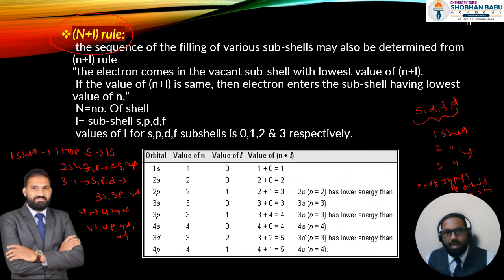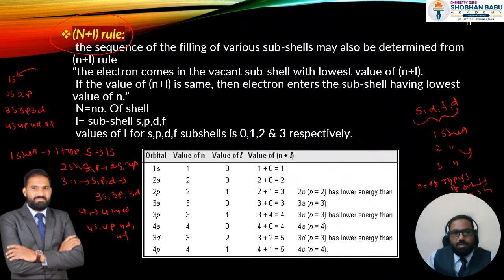In the first shell there is only one orbital, so there is no problem; the electron directly enters 1s. But in the second shell we have two options, in the third shell three options, and in the fourth shell four options. In that case, where does the electron have to enter? To identify this, we use the n plus L value.